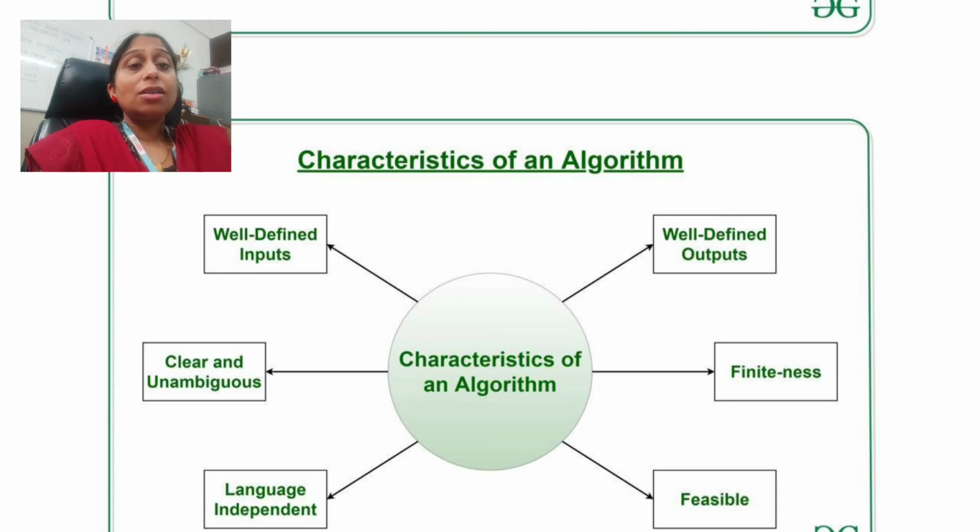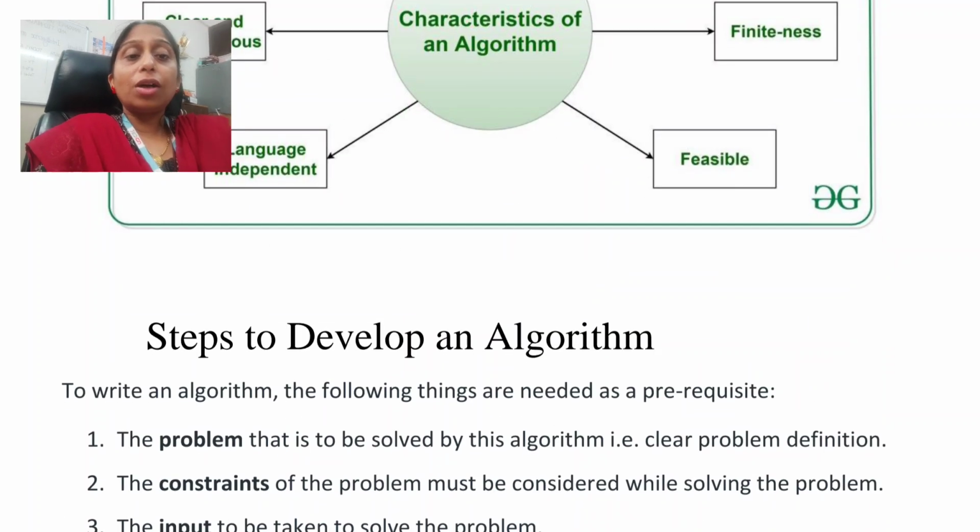Finiteness is always required, because we should have a limited number of instructions, not infinite, to complete the task. And always remember this, an algorithm doesn't depend on the language. We can write the algorithm first, then we can use any language to perform the output. An algorithm must be language independent.